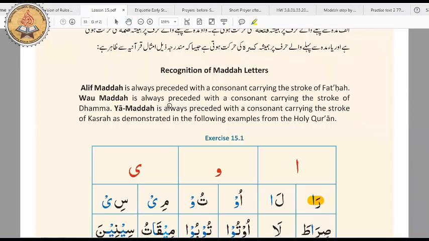Waw Madda is always preceded with a consonant carrying the stroke of Dhamma. And the Waw will have a sukoon. Okay? The letter before it will have the Dhamma. The vowel will have a sukoon, the letter before it will have a Dhamma, and that will be elongated for 2 seconds. And Ya Madda is preceded, that means the letter before it always carries a Kasra. The Ya has a sukoon, so it's a Ya sakin, and the letter before it will have a Kasra, and that will be elongated for 2 seconds.